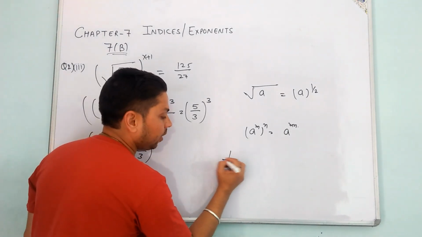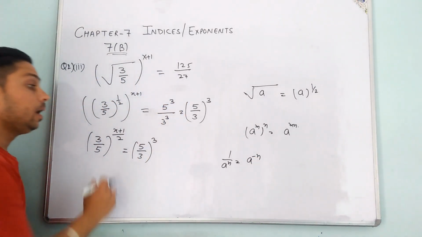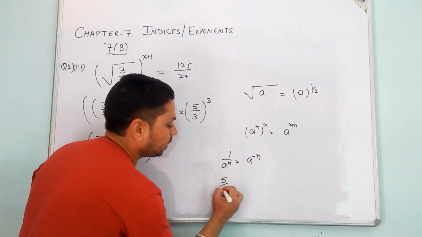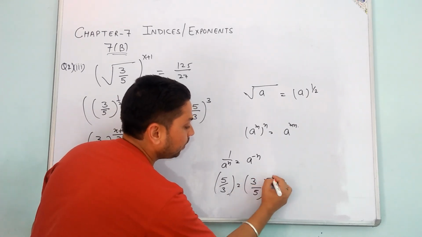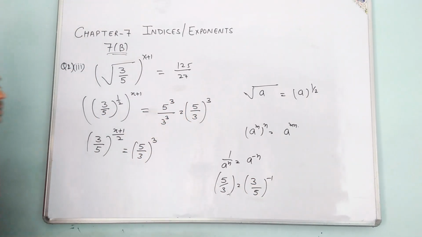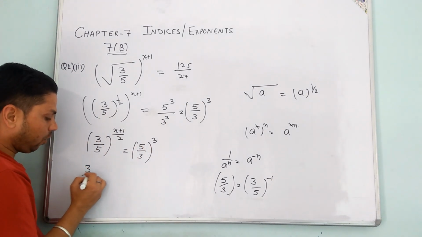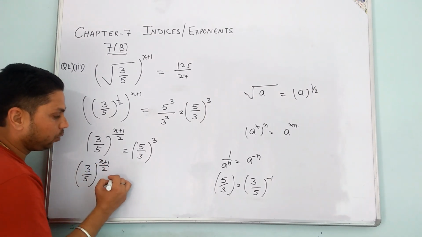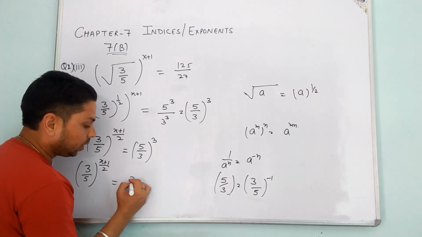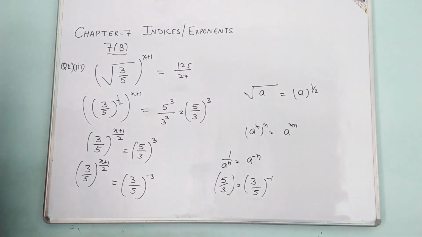I can write 1 over a raised to power n as a raised to power minus n. Similarly, 5 over 3 can be written as 3 over 5 if I make it the inverse, power minus 1. So apply this property here: (3 over 5) raised to power (x plus 1) over 2 is equal to (3 over 5) raised to power minus 3. Minus 1 multiplied by 3 is equal to minus 3.